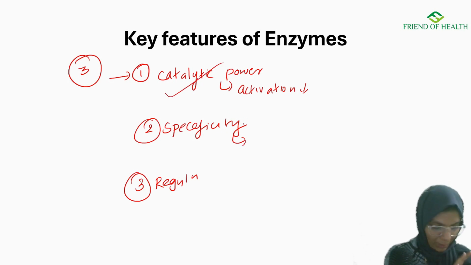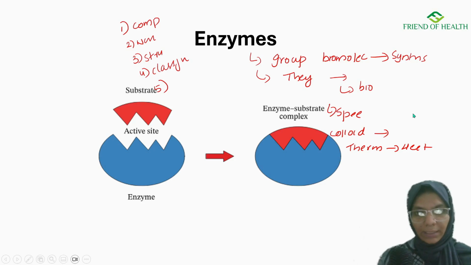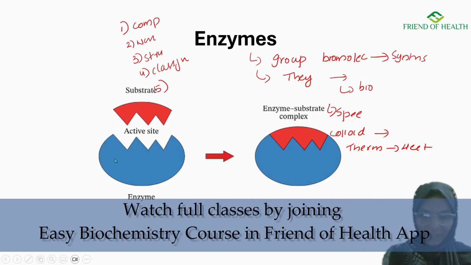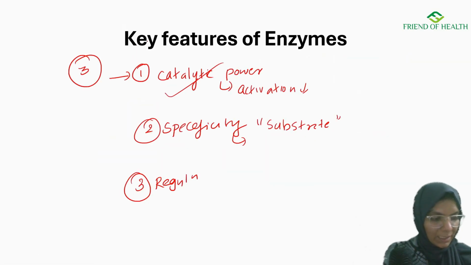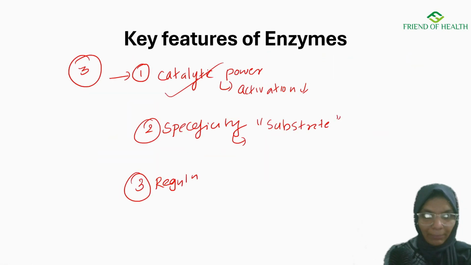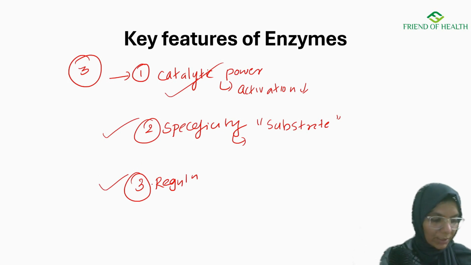Each enzyme works on a specific substance called the substrate. You know about the enzyme substrate complex. See, this is an enzyme, and it has an active site. It works on one specific substance, and the enzyme substrate complex is formed, like a key fitting a lock. That's how the mechanism happens. Now the third feature is regulation. The activity of an enzyme is carefully regulated by the body to keep everything in balance.